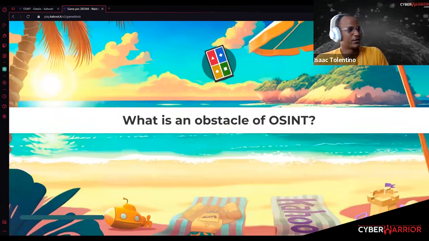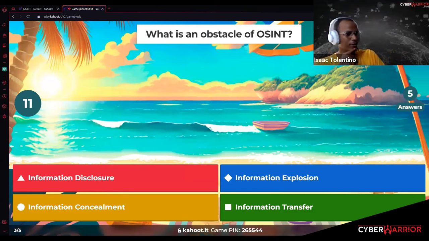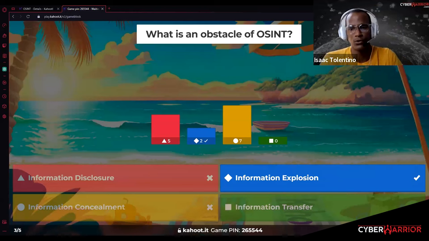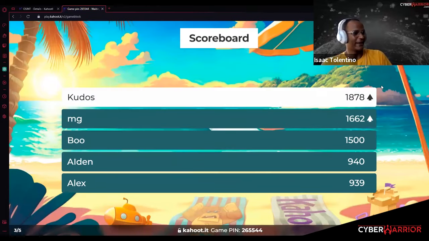Okay. Three more questions. What is an obstacle of OSINT? That was also mentioned in one of the slides. Information explosion. That was mentioned by David when he was giving the example of going through Google and taking information directly from it. I think Mario was also talking about it through the chat. So, yep. All right. Two got it. And this is the scoreboard, but it's two more questions.